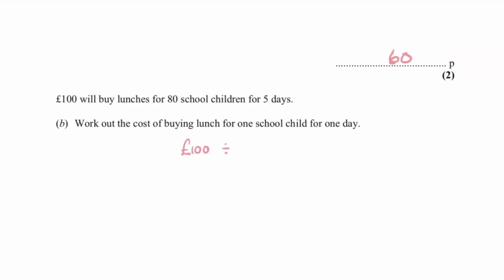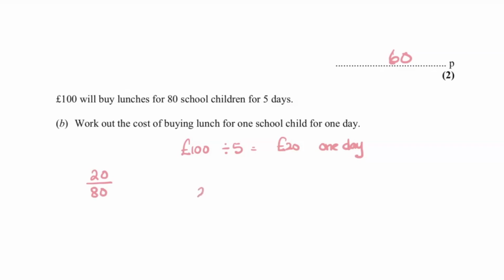If we divide it through by 5, that will give us the cost of just that 1 day. Now, remember, we're feeding 80 children, so we want to work out how much it is per person. So that £20 is going to get divided by 80. Now, there's a reason that I've written it in its fraction form, and you'll see why in just one sec.